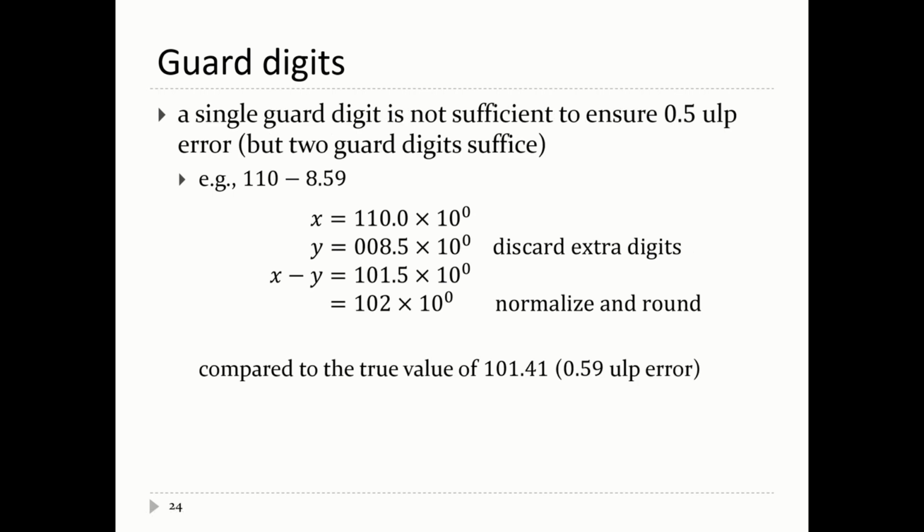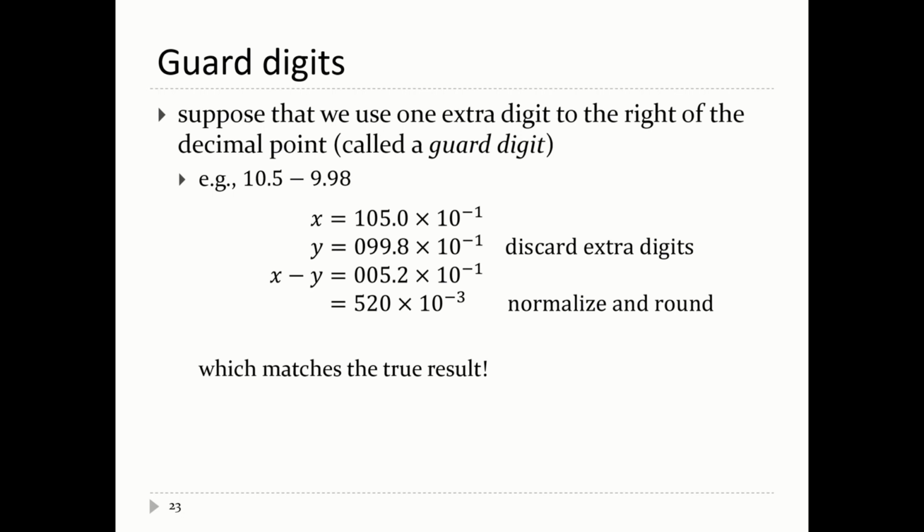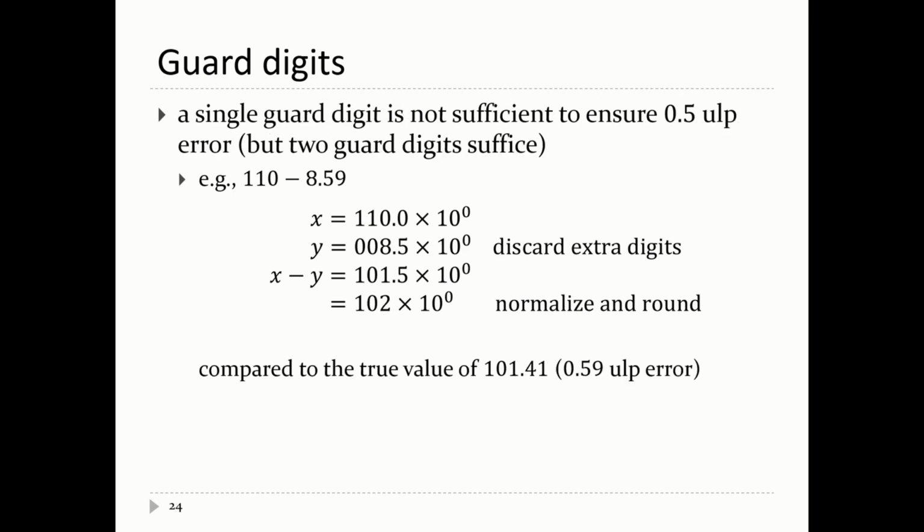Okay, so it turns out a single guard digit is... sorry, were you taking notes? I don't know. Am I going too fast? Am I okay? Okay. It turns out that one guard digit is not sufficient to ensure a 0.5 ulp error, but two guard digits does work for this particular example, for this particular representation. With one guard digit, if I subtract those two values, you end up with 101.5 times 10 to the 0. I convert that to a three-digit significand and round, so I get 102 times 10 to the 0. The true result is 101.41, if you actually compute the true mathematical difference. And that's 0.59 ulps of error. So you don't quite get there with a single digit, but with two, you can prove that it's guaranteed to get you there.